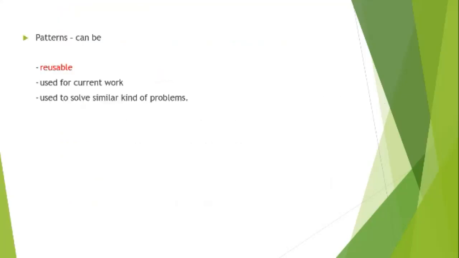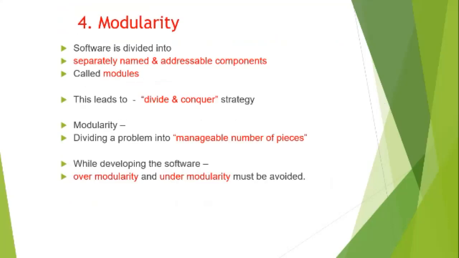Patterns can be reusable, used for current work, and used to solve similar kinds of problems. Fourth one is modularity. Software is divided into separately named and addressable components called modules. This leads to the divide and conquer strategy. Modularity means dividing a problem into a manageable number of pieces. While developing the software, over modularity and under modularity must be avoided.